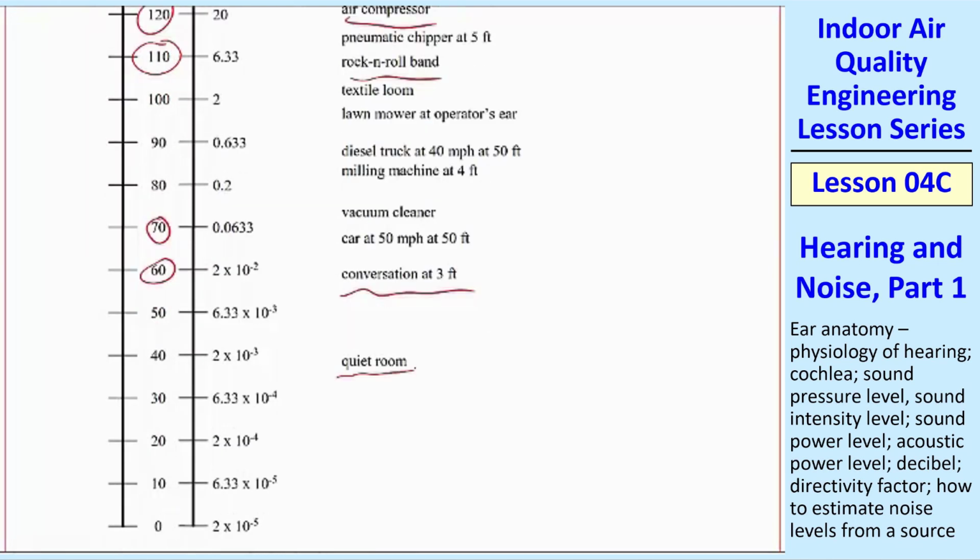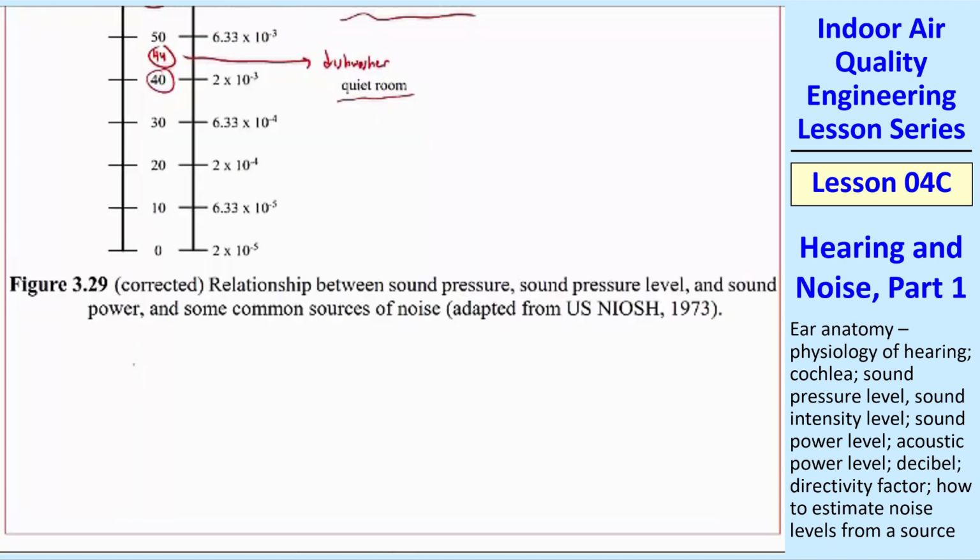Quiet room, like my office right now, except for my speaking, is typically around 40 dB. I just bought a Bosch dishwasher and it says 44 dB. They claim it is the quietest in the business, and it is indeed quiet. You can hardly hear it.